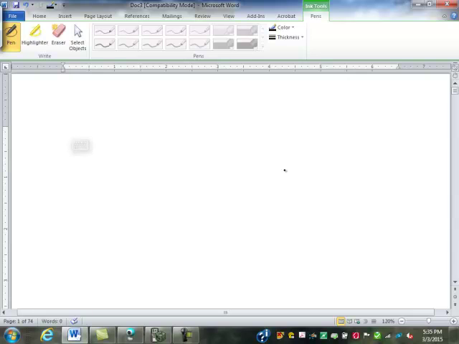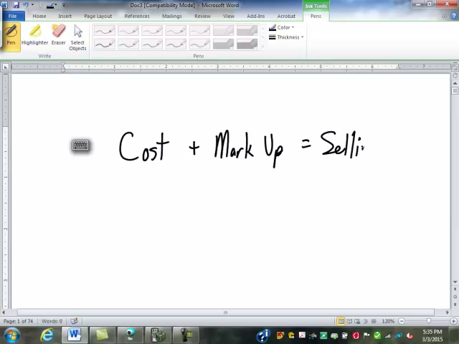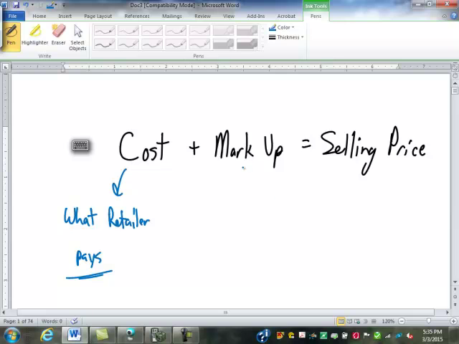The basic formula we're going to talk about today from the retailer's point of view is that cost plus markup has to equal the selling price. The cost is what the retailer pays for whatever that item is. The markup, well, that's how much the retailer increases the price before they sell it.